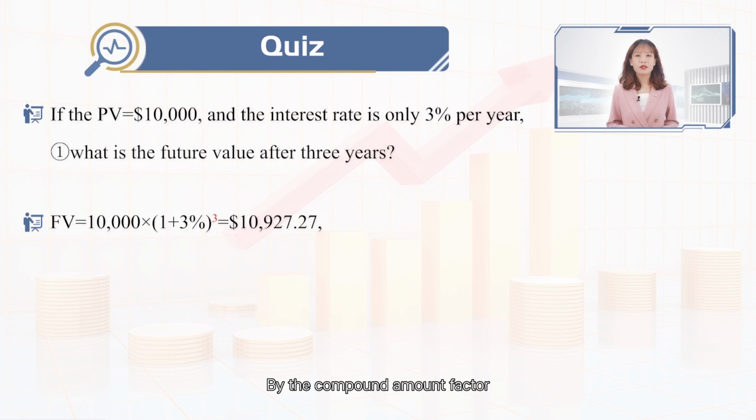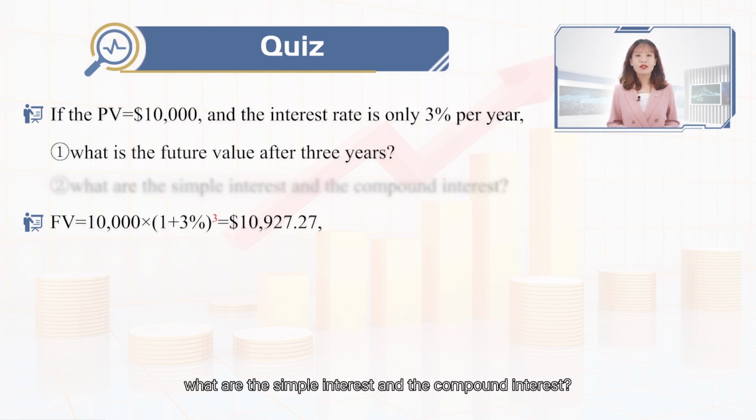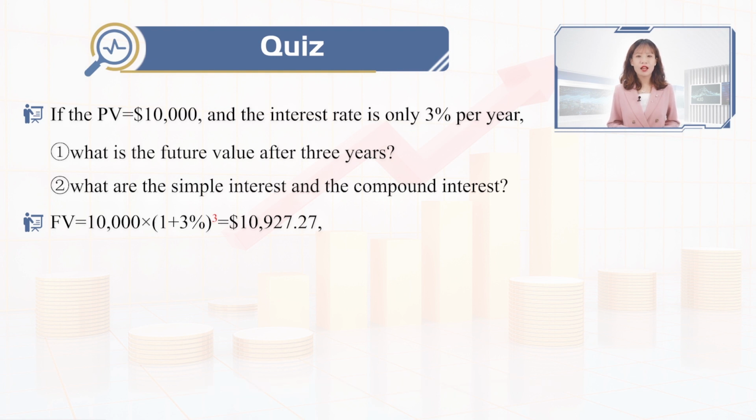By the compound amount factor, FV is equal to PV, 10,000, multiplied by 1 plus interest rate 3% to the nth. Here N is 3. It's found that the FV is $10,927.27. The next question, what are the simple interest and the compound interest?